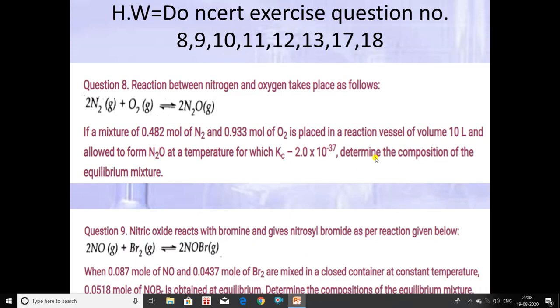This is your homework which you have to do. You have to do NCERT exercise question numbers 8, 9, 10, 11, 12, 13, 17 and 18. So note down these questions.